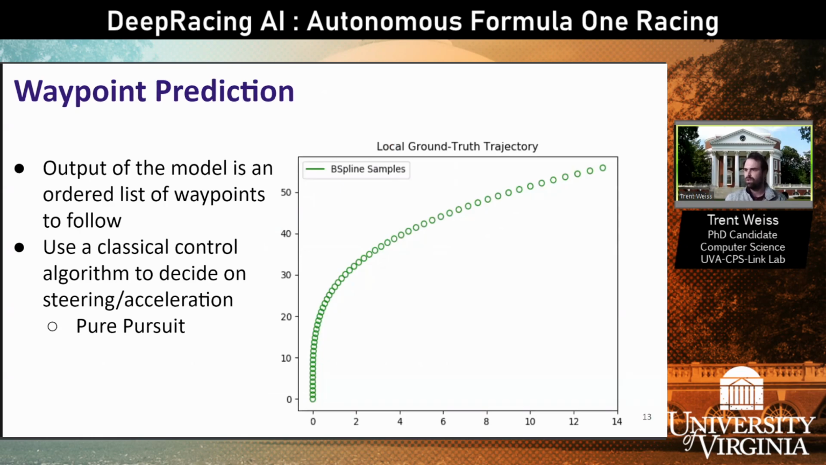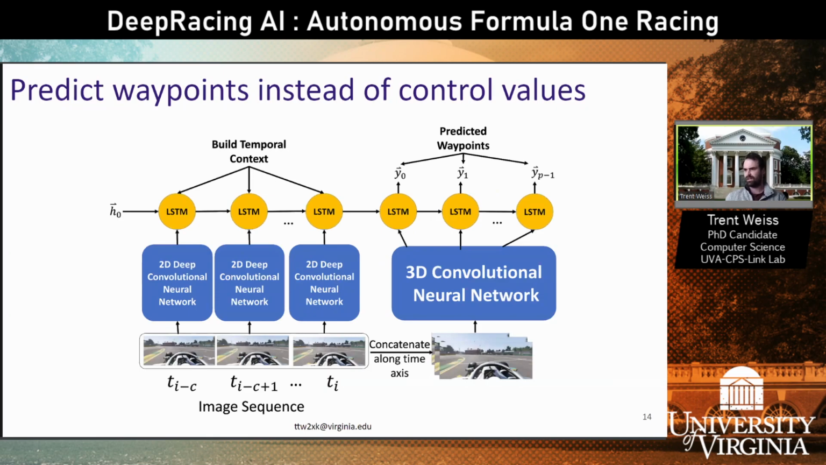Instead of predicting control outputs, we're going to predict an ordered list of waypoints for the car to follow as our network output, and then leave the task of mapping that to actual steering and throttle commands to a classical path-following algorithm, which in our case is pure pursuit. So our model looks now like this.